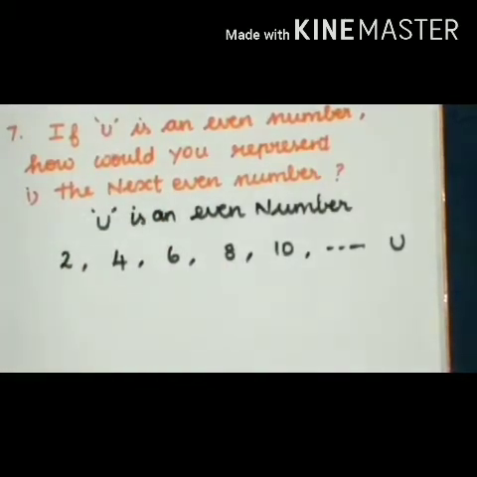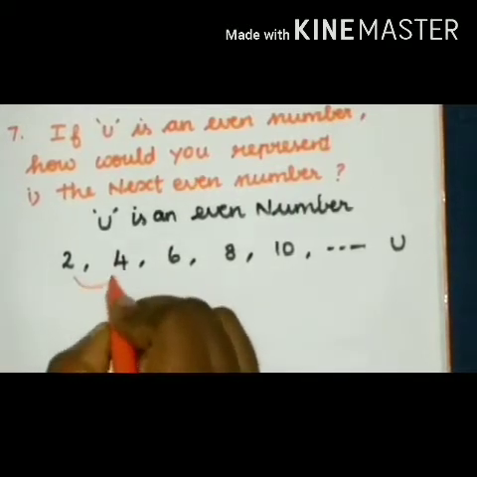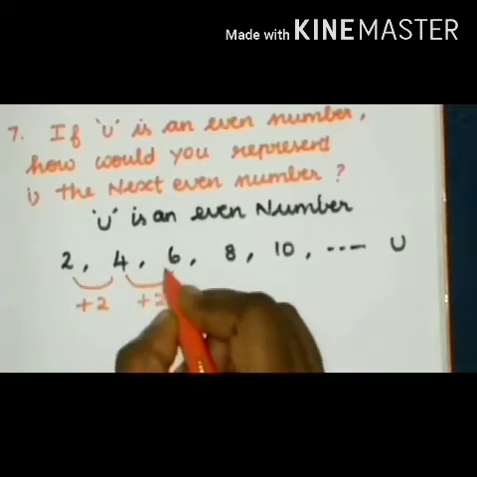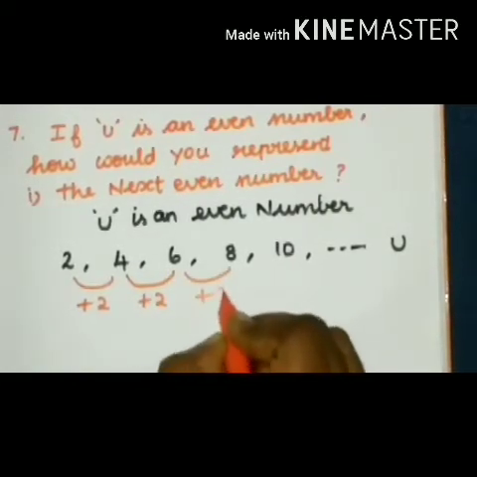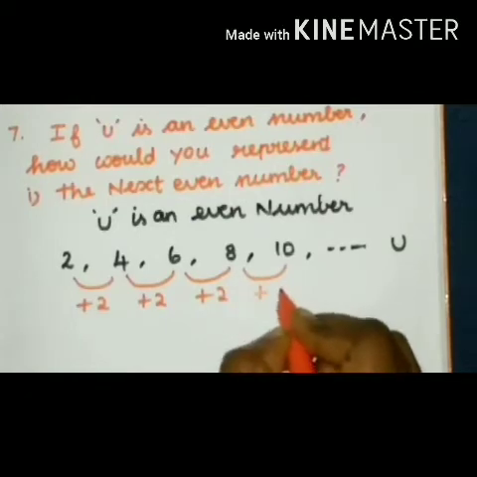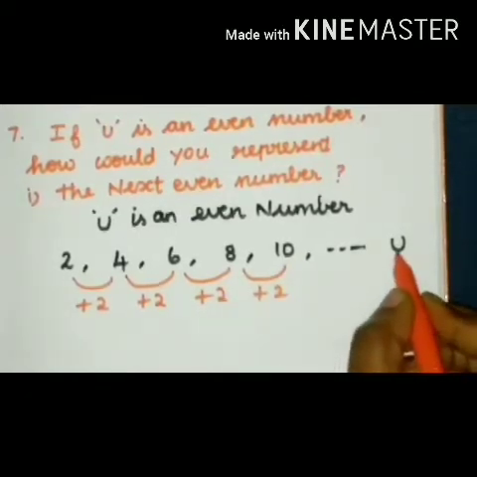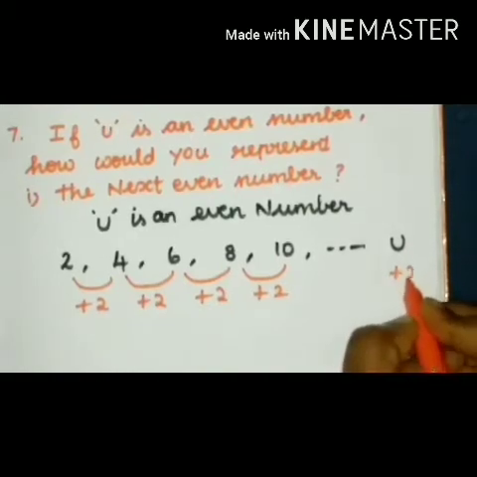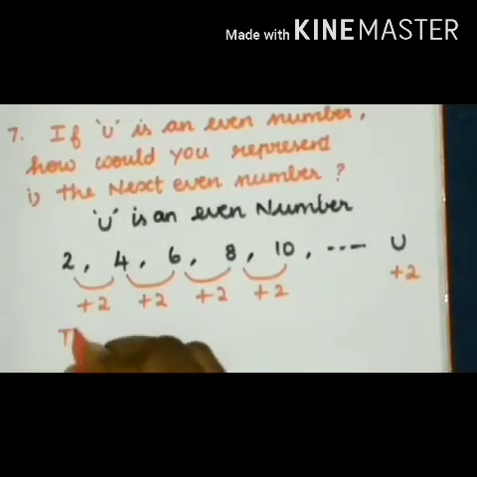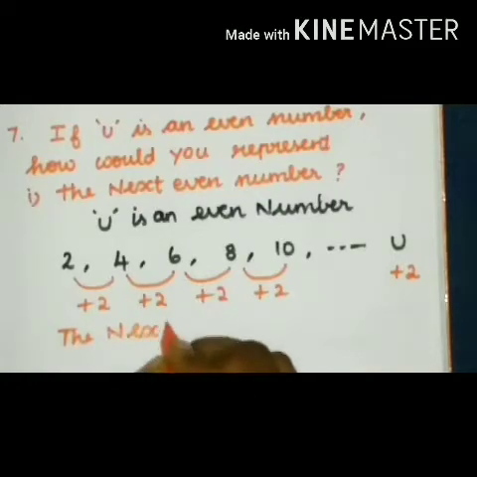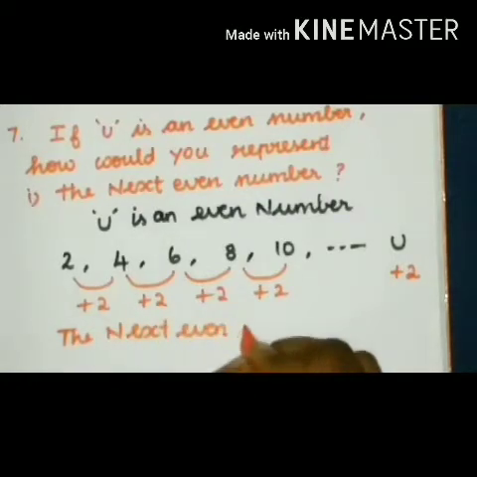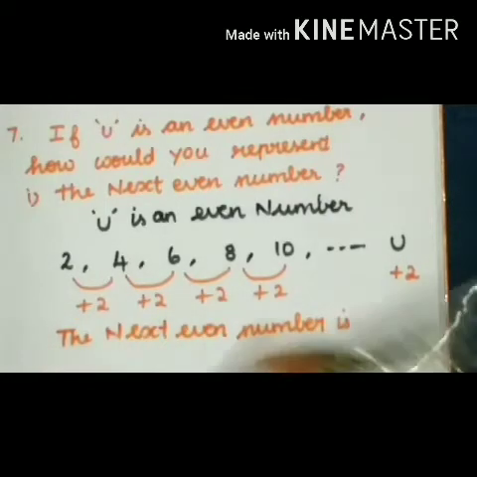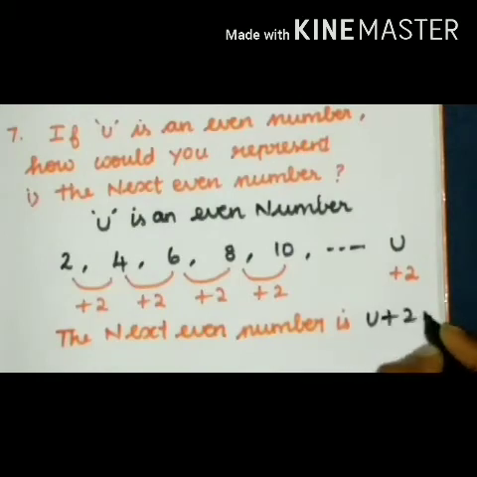How do you get this sequence? 2 plus 2 is 4. 4 plus 2 is 6. 6 plus 2 is 8 and 8 plus 2 is 10. So, you have to find the next even number. So, you have to add u plus 2. The next even number is u plus 2.